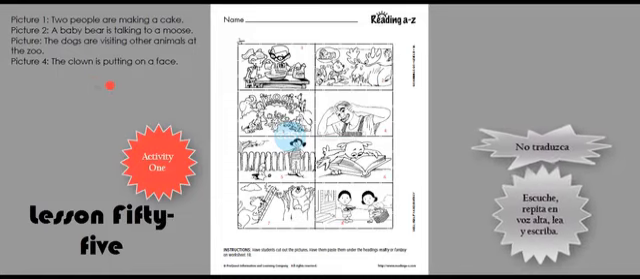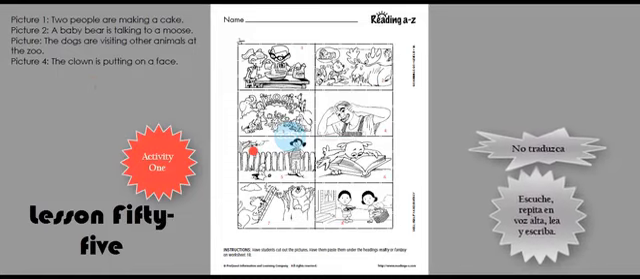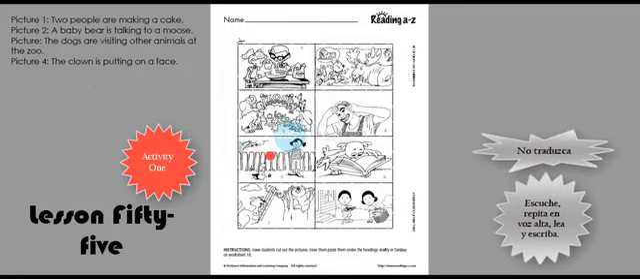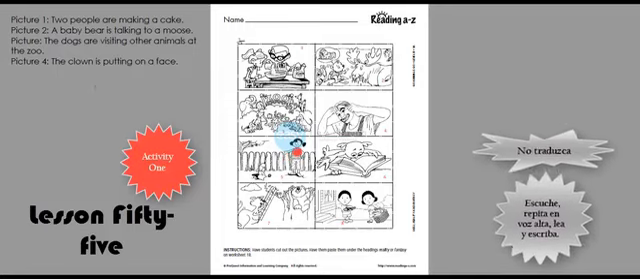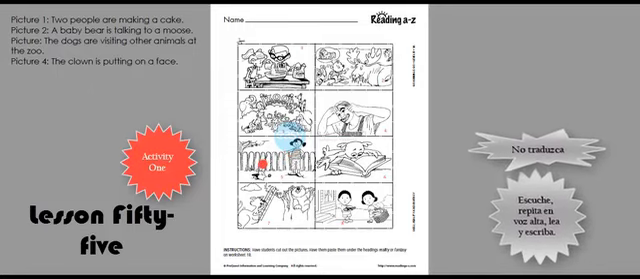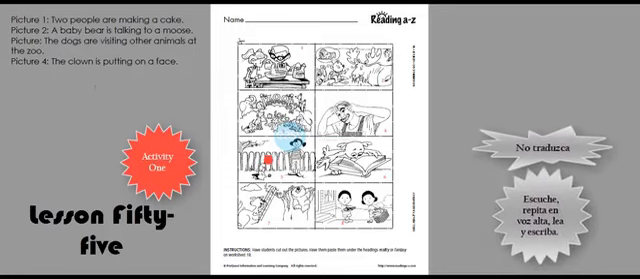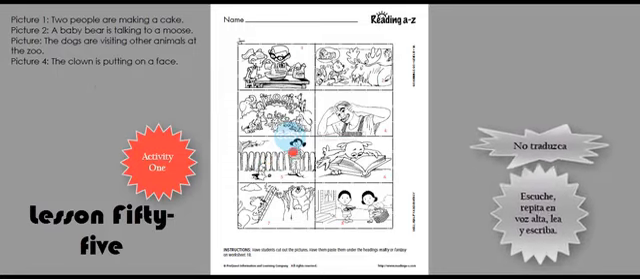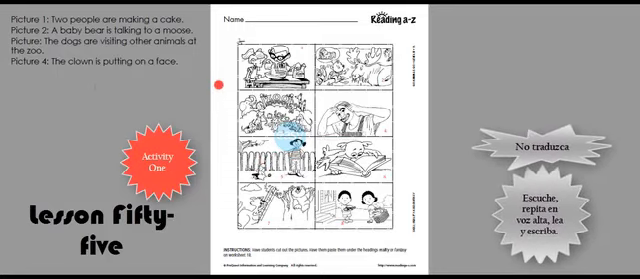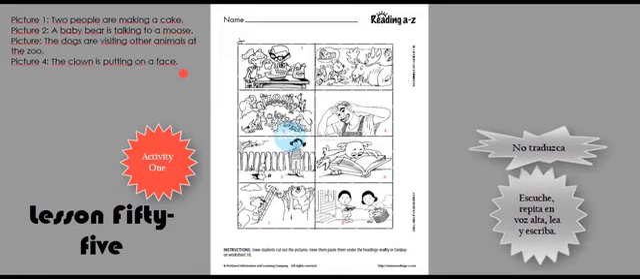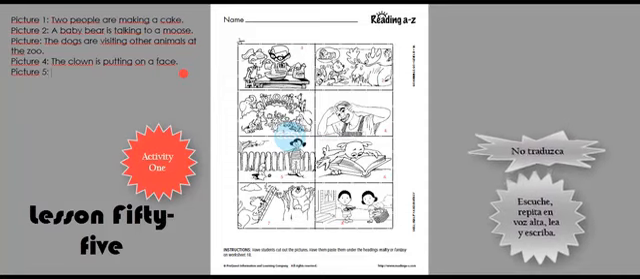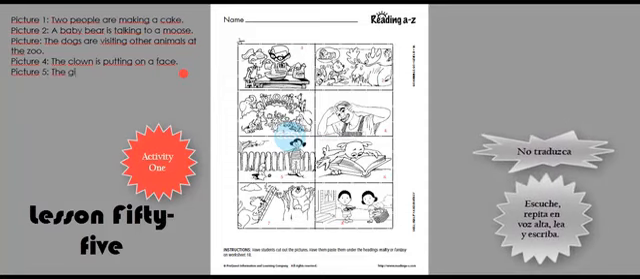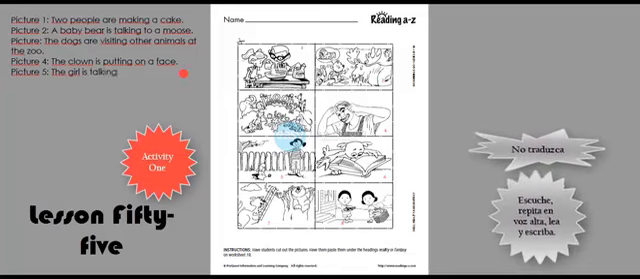And now, the turn is for picture number 5. Here is picture 5. In this picture, we can see a girl is talking to her puppy, talking to her dog. This girl is talking to her dog. Picture 5. The girl is talking to her dog.